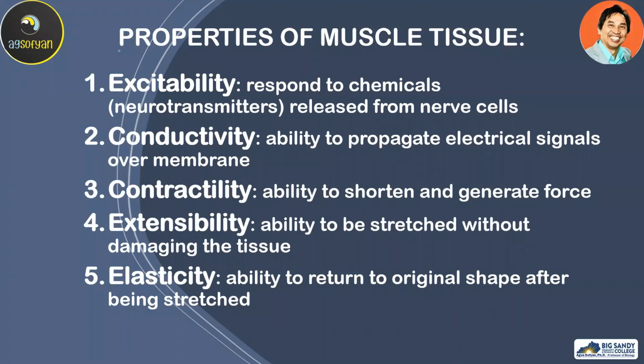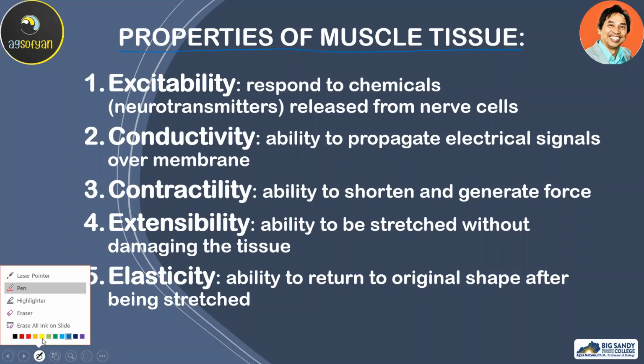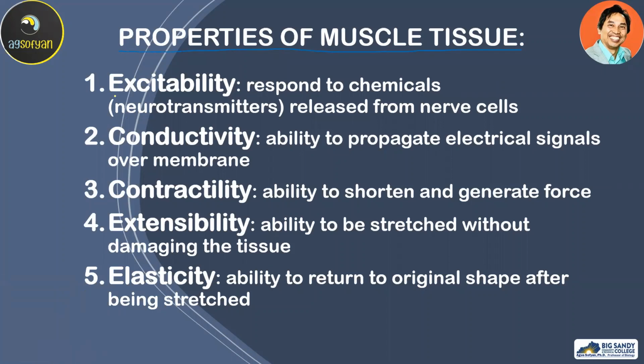This is the properties of muscle tissue. Every muscle tissue will have these properties. The first one is excitability. Excitability means that the muscle is able to respond to the chemical stimulus coming from the neurons, which is called the neurotransmitter. So the muscle will respond to the neurotransmitter that is released by our nervous system, our neurons.